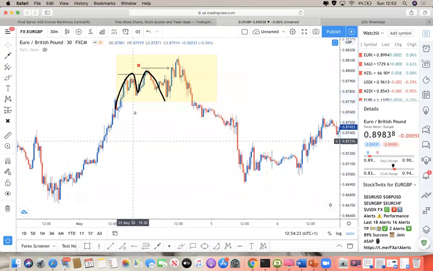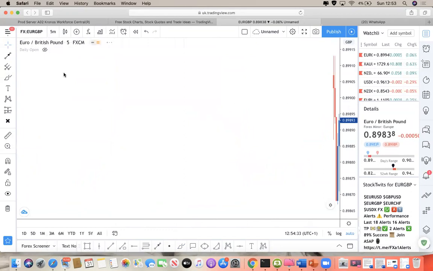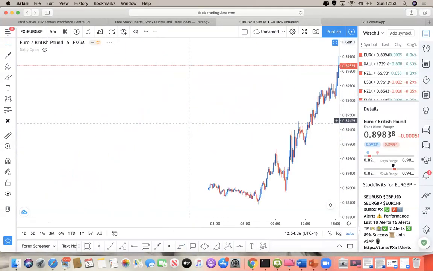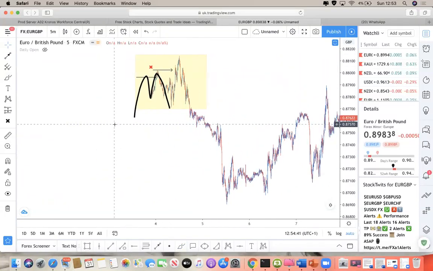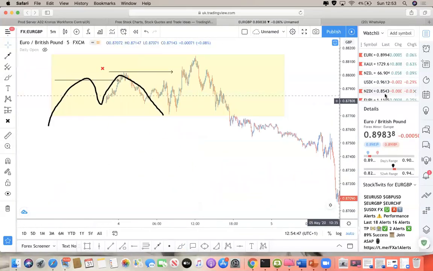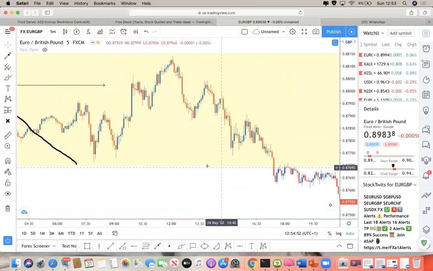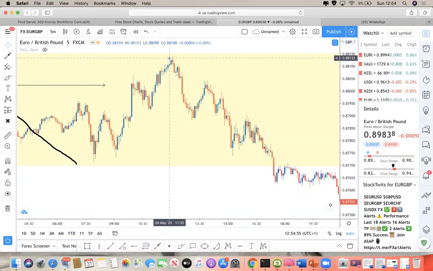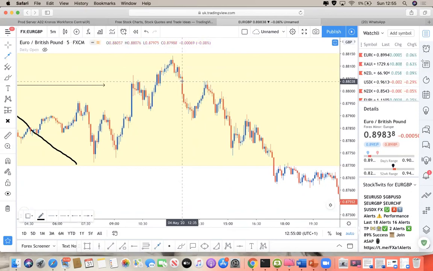So we want to wait for smart money to go over the M pattern, and this is where we want to enter the market. Let's go down onto the 5-minute time frame, exactly what I'm talking about. They went above the M, and look what they did. Came down, created an imbalance right here.